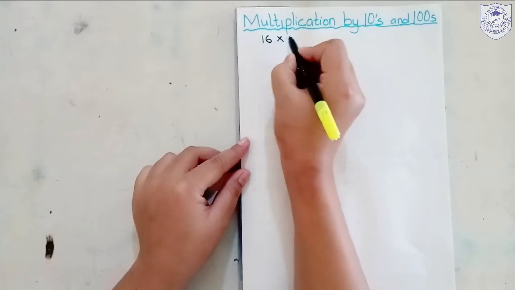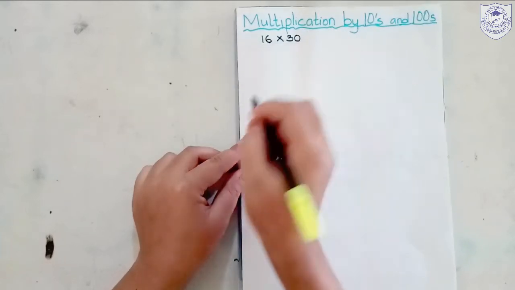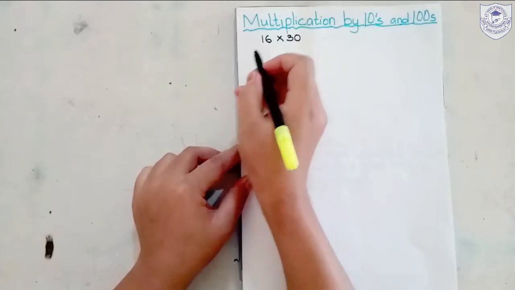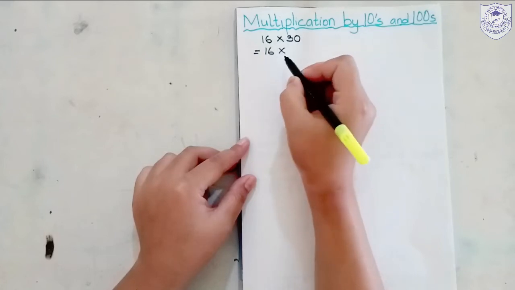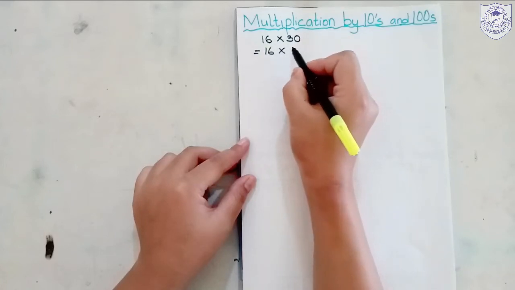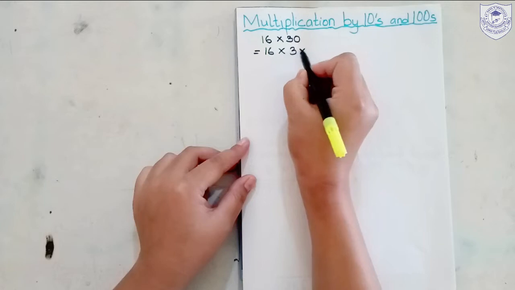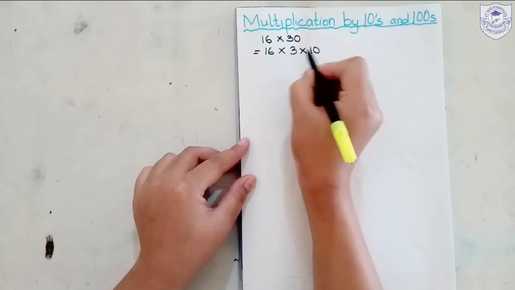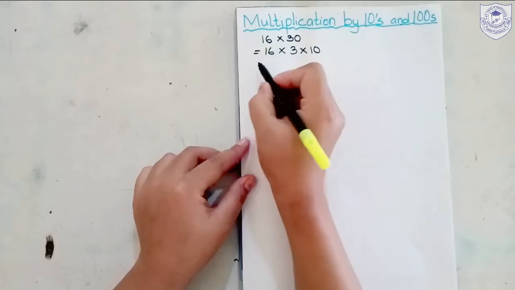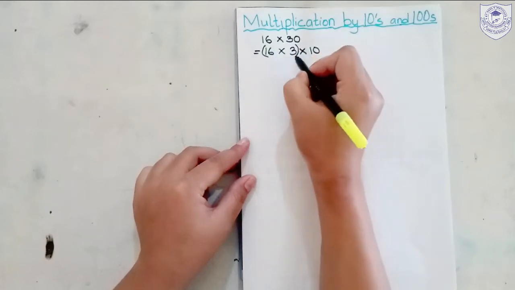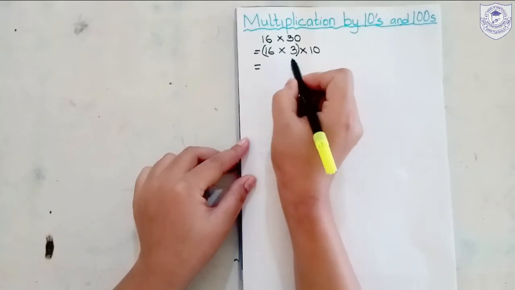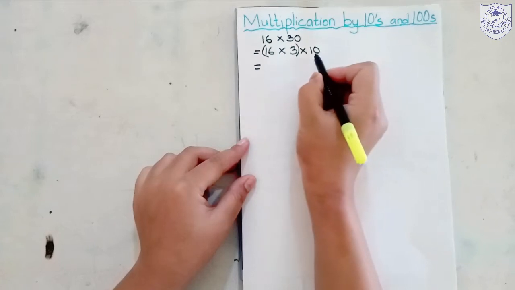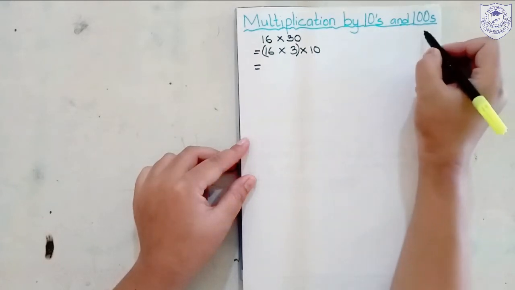Here we are going to multiply 16 and 30. Now here we know that 3 tens are 30, isn't it? So we are going to write it this way, 3 into 10. 3 tens are 30. It's the same. Now let me put these two inside this bracket. Those numbers which are inside the bracket, we are going to multiply. After we find the product, we'll multiply again with 10. Now let's find out.